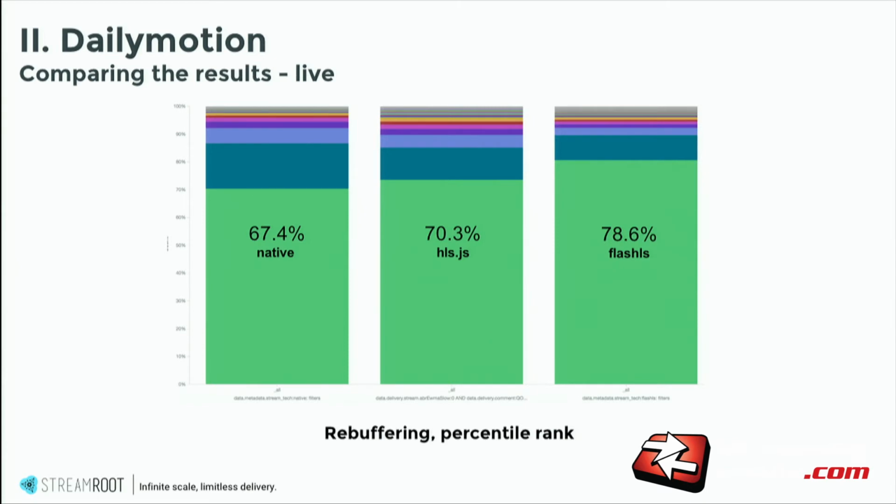So here are the results. This is actually before any of these changes were made. What we're looking at here is rebuffering percentiles. So we're looking at the number of plays that had 0 rebuffering events, 1 rebuffering event, 2 rebuffering events, et cetera. As you can see, HLS.js in the middle was actually underperforming compared to its Flash counterpart for their live video.